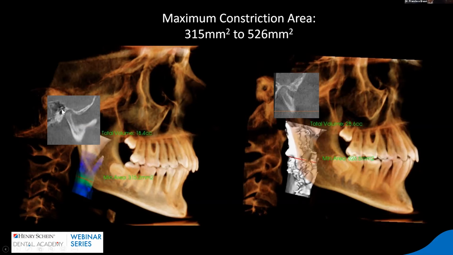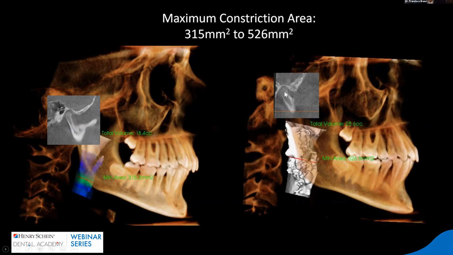And now look at the position of the condyle. The condyle is positioned posteriorly. This is the glenoid fossa, articular and external auditory meatus, articular eminence. The condyle is positioned posteriorly. Look at how nice and well centered that condyle is.